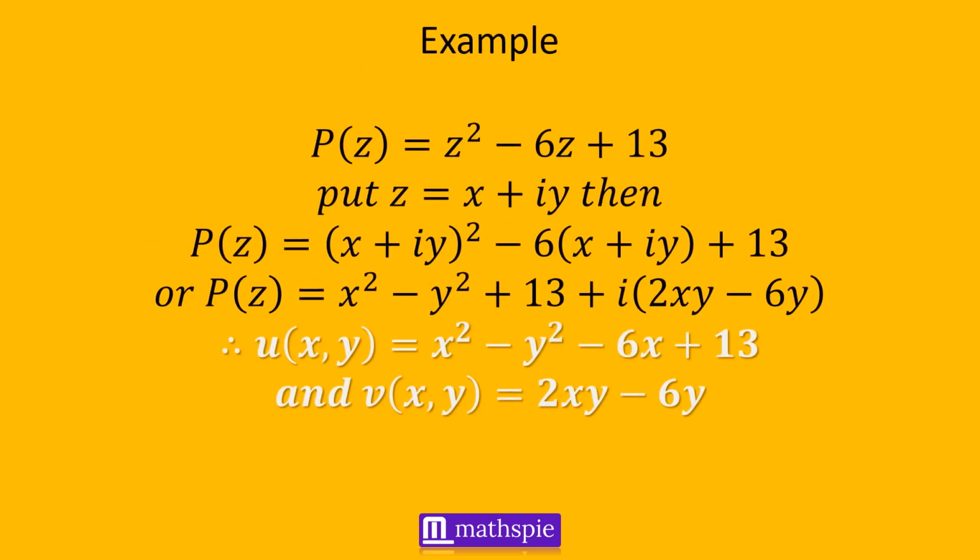Consider the example p of z equals z squared minus 6z plus 13, and this gives u of x comma y equals x squared minus y squared minus 6x plus 13, and v of x comma y equals 2xy minus 6y. So now let us find the roots for this p of z with our method and then we can verify it.